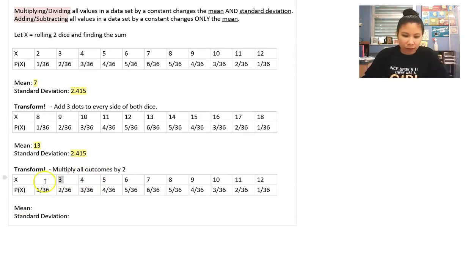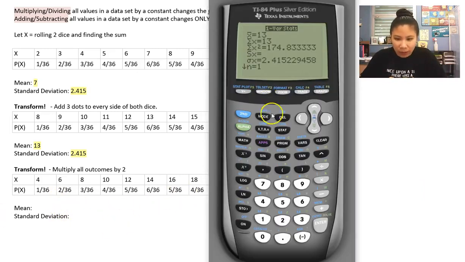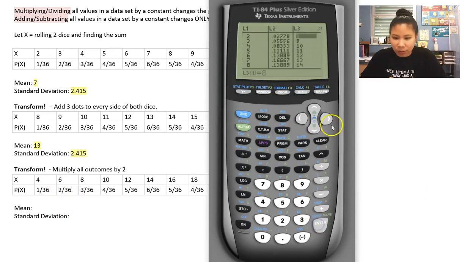my random variable outcomes are going to be 4, 6, 8, 10, 12, 14, 16, 18, 20, 22, and 24. Okay, but again, same probabilities because we're still rolling the 2 dice. Every face of the die just got multiplied by 2. All right, so now in our calculator, let's do this real quick.